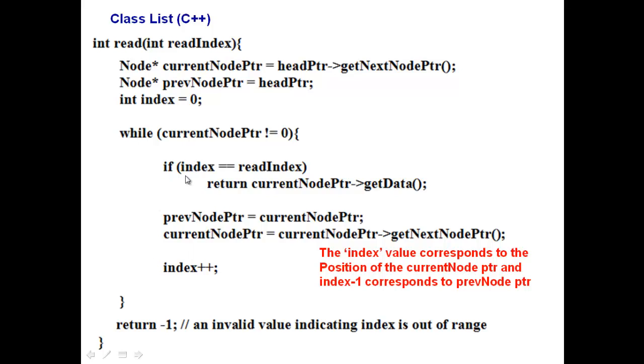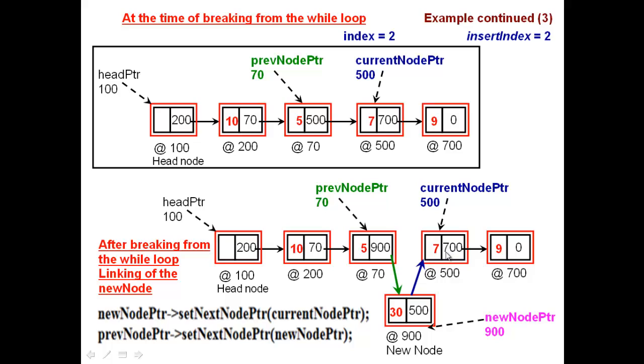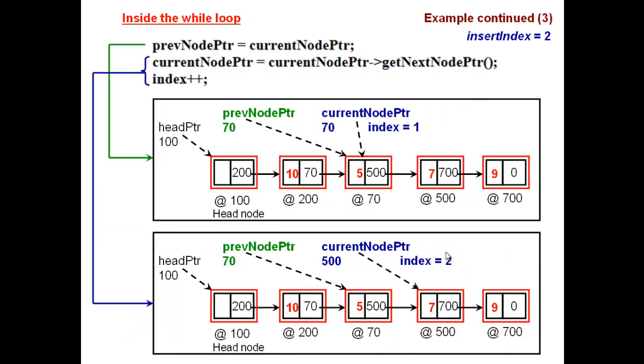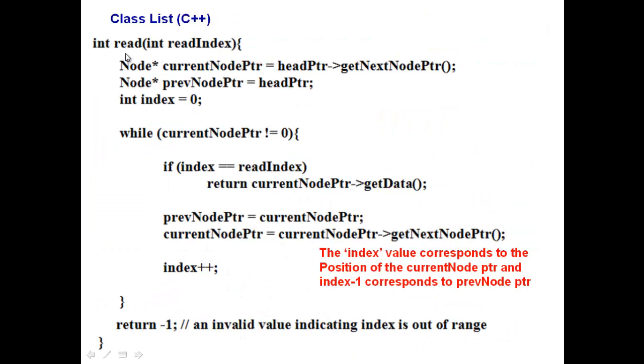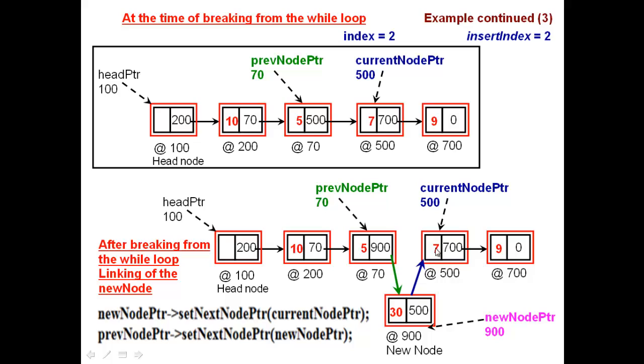When we reach the point where index 3 is equal to read index, that means the current node pointer is really pointing to the node at index 3. So we have to just return the data value, right? Instead of breaking, you say return. Return is like exiting from the whole function with a value. And what is the value returned from this function? The current node pointer arrow get data. Return the data of the node currently pointed to by the current node pointer. So that will be this 7, and that's the value I want to read.